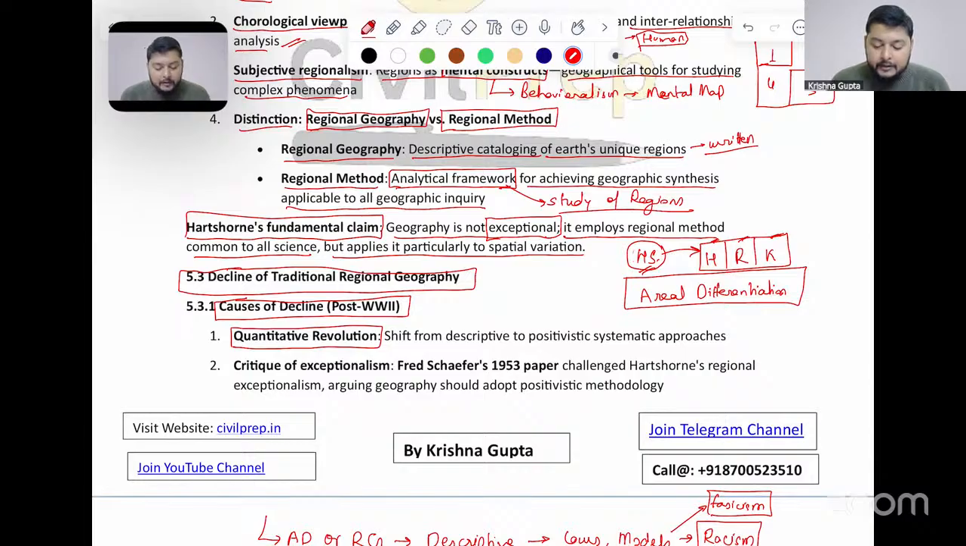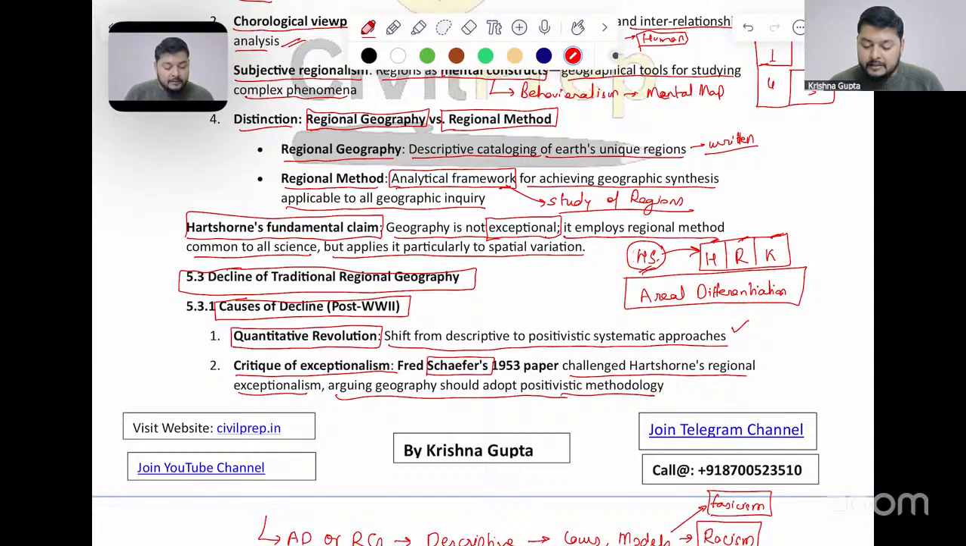Okay. Now, there was a shift from descriptive to positivistic systematic approaches. The critique of exceptionalism. Here comes Schaefer. Schaefer was one of the persons who was highly inclined to the inclusion of geography as a positivistic subject. Not making it exceptional, making it more nomothetic and not ideographic, more like the study in the form of the sciences. So here, he challenged Hartshorne's regional exceptionalism, arguing that geography should adopt positivistic methodology.